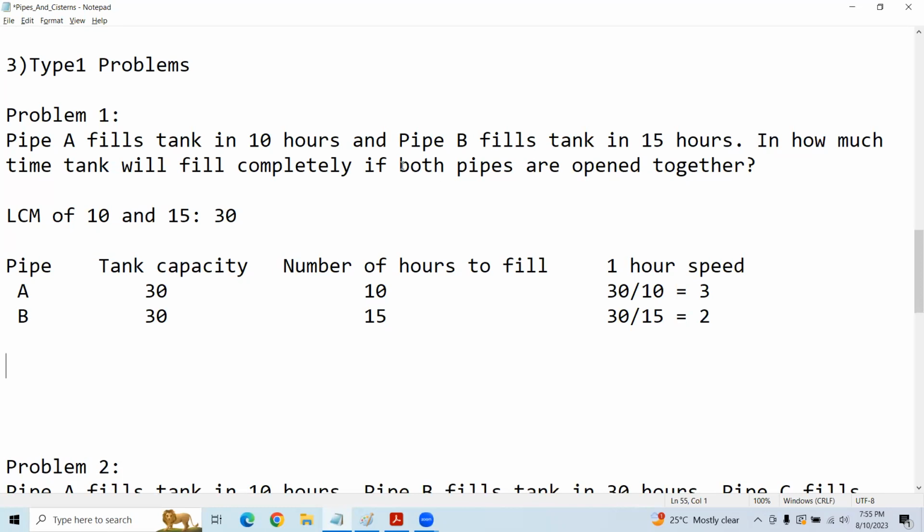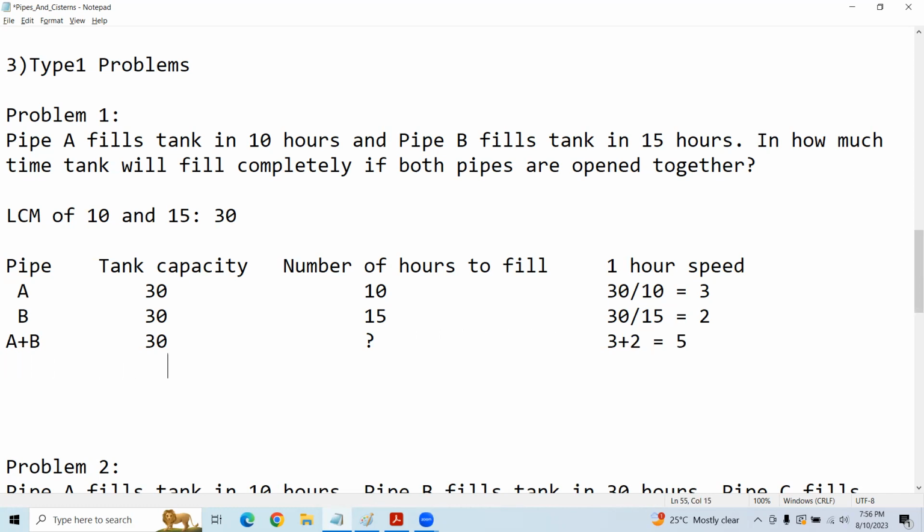Now they are looking for both pipes open. So let's assume that A plus B are both open. Whether one pipe is open, two pipes are open, or any number of pipes are open, the tank capacity will always remain constant, that is 30. And what we have to find is how much time it will take to completely fill the tank. So what is the 1 hour speed of A plus B? The 1 hour speed of A is 3, the 1 hour speed of B is 2. So 3 plus 2 becomes 5.